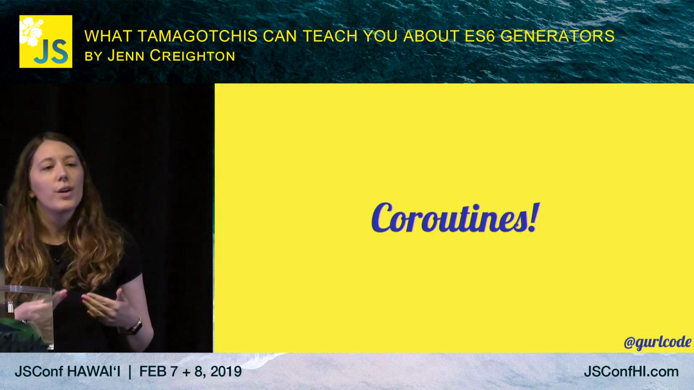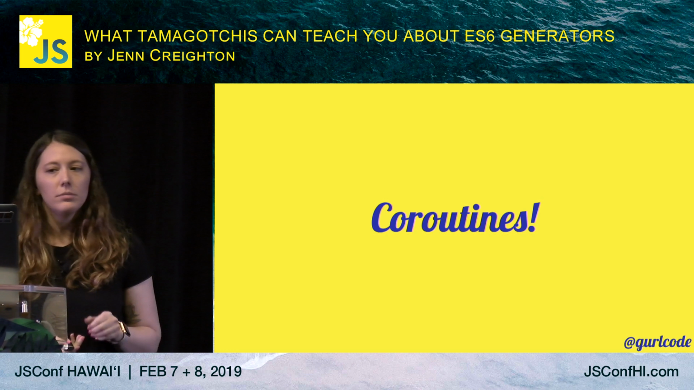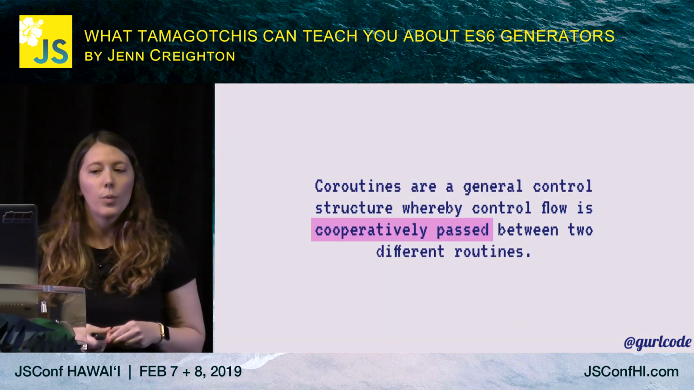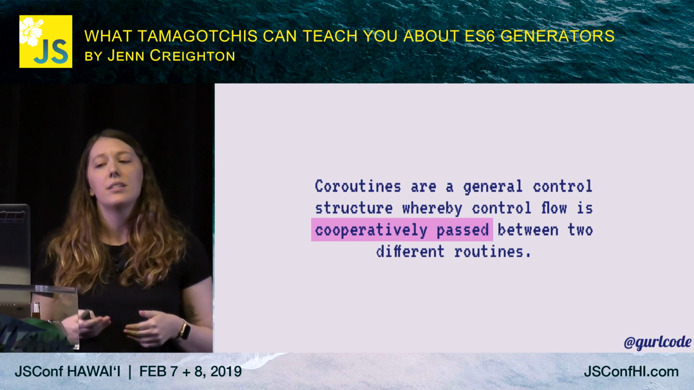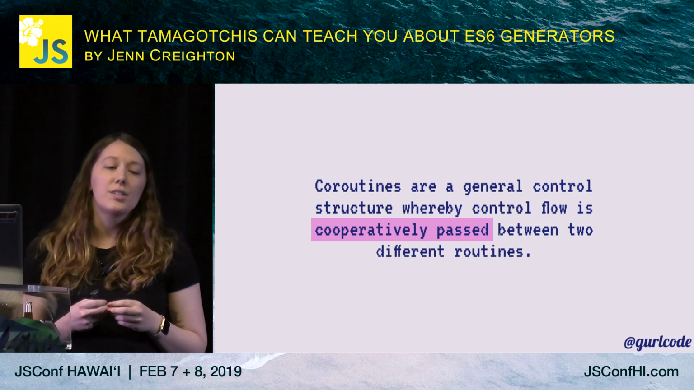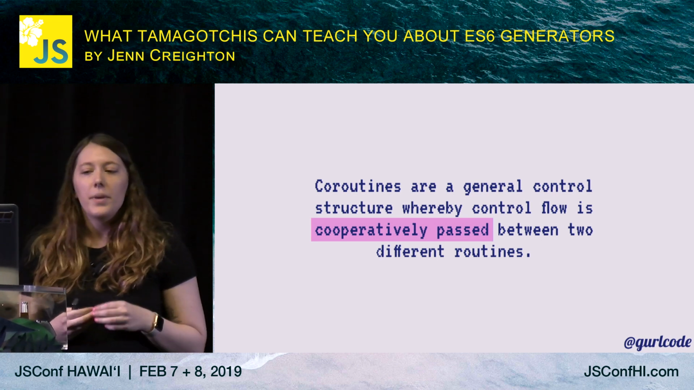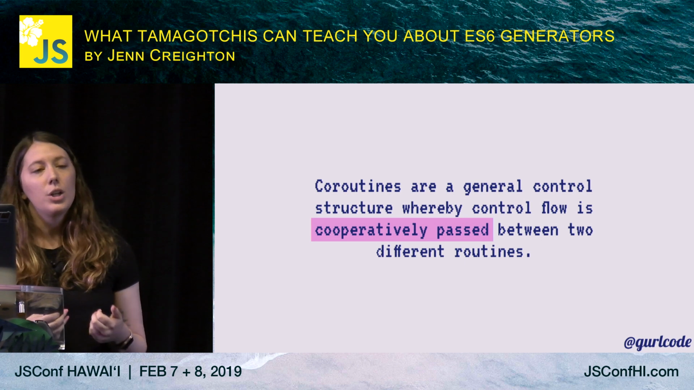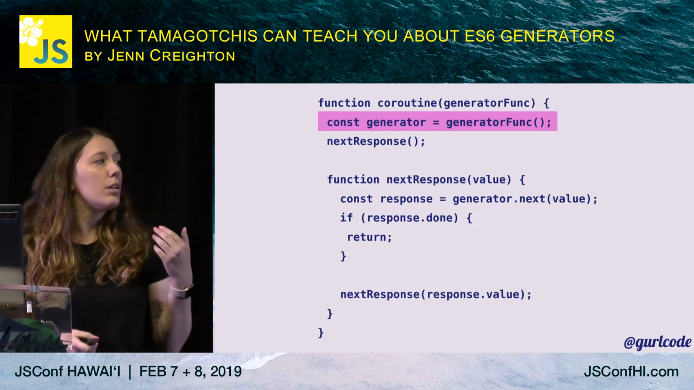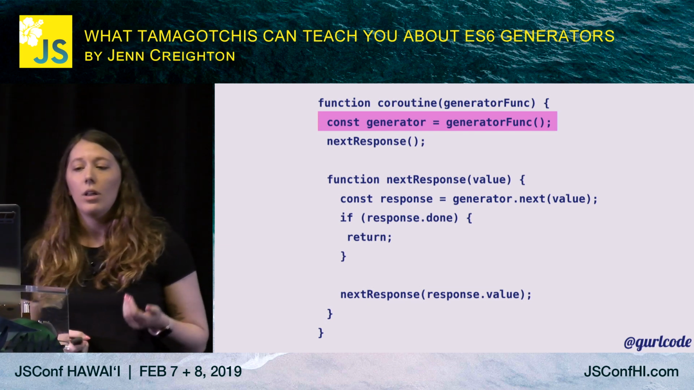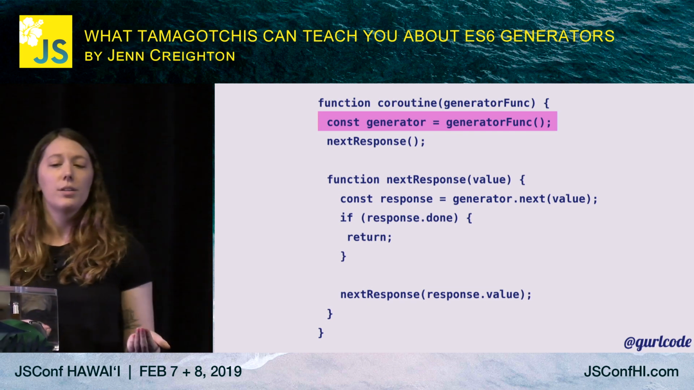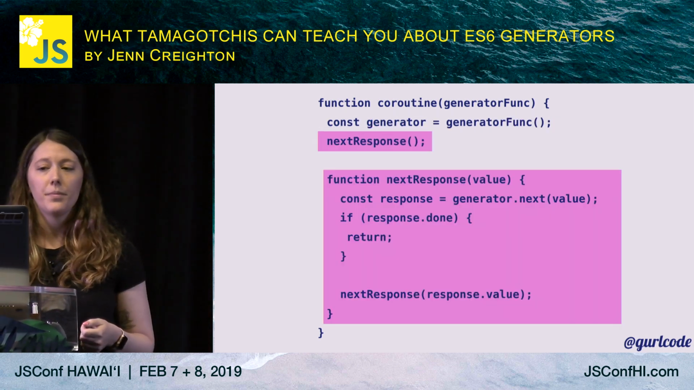And so this is where coroutines come into play. Coroutines are a general control structure where control flow is cooperatively passed between two different routines. I like to think of coroutines as cooperative partners. Because the generator can't resume itself, you need a cooperative partner to help out. So this function is a basic example of a coroutine. It's going to take in a generator, and it's going to call it, which returns the generator object.